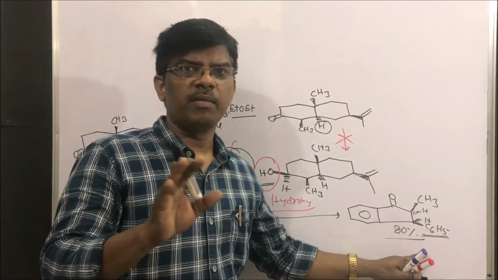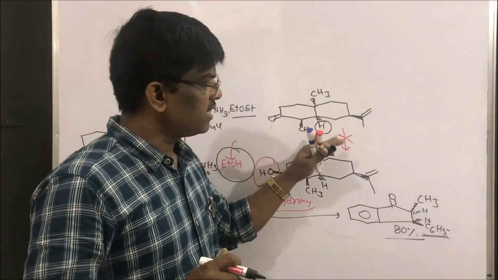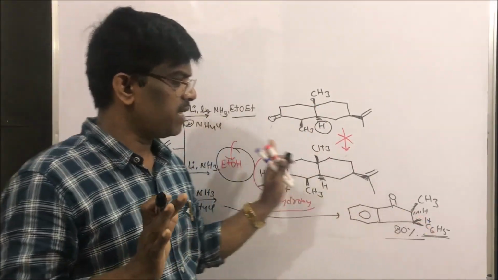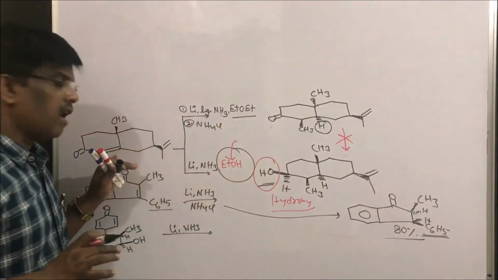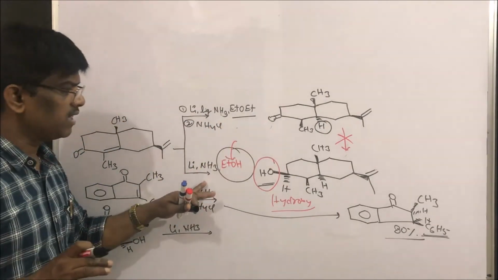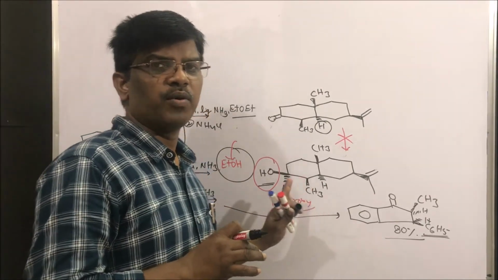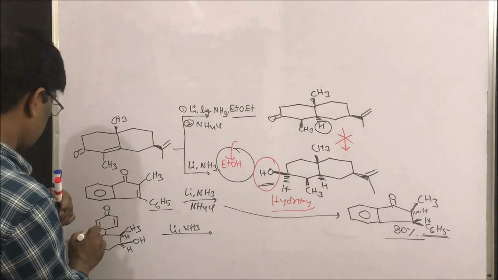Sometimes you will not be asked about the stereochemistry, but simply keep in your mind that trans addition of hydrogens takes place. Trans addition of hydrogen takes place, and alpha beta unsaturated ketones give ketones, while in presence of ethanol under the same Birch reduction conditions they give hydroxy compounds. This is the beauty of this compound. So let us take one more example.